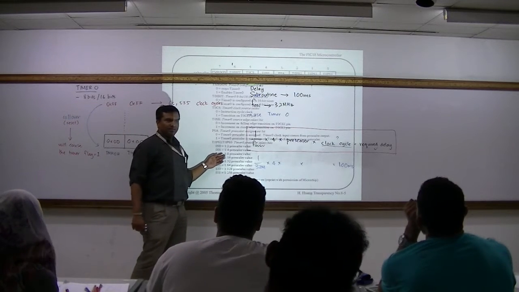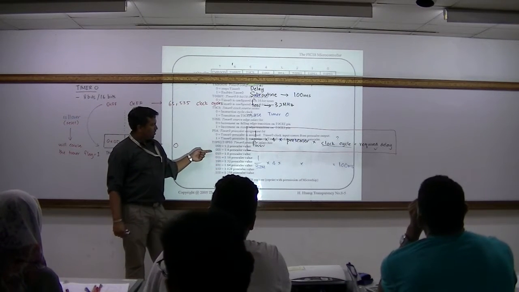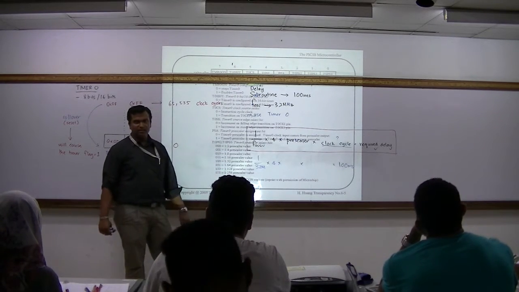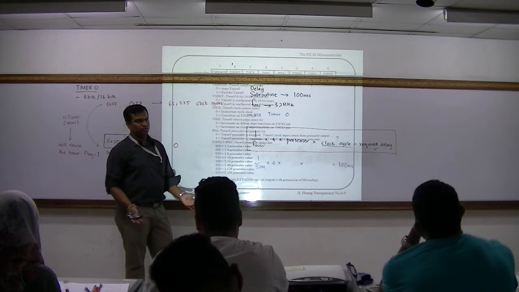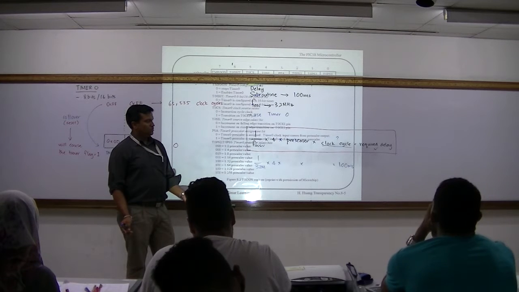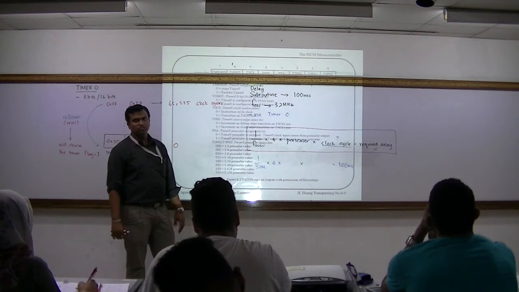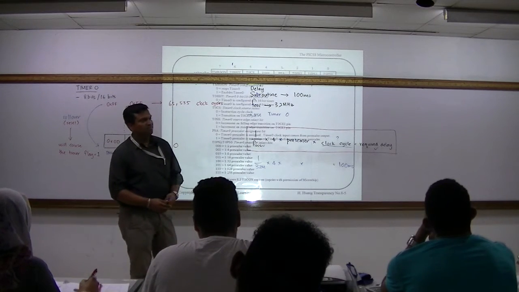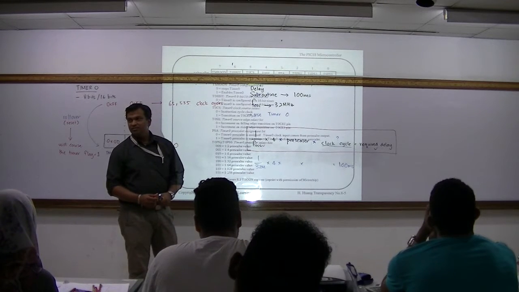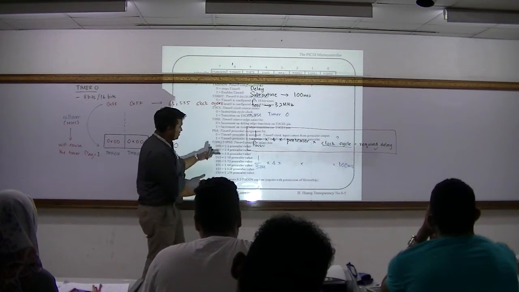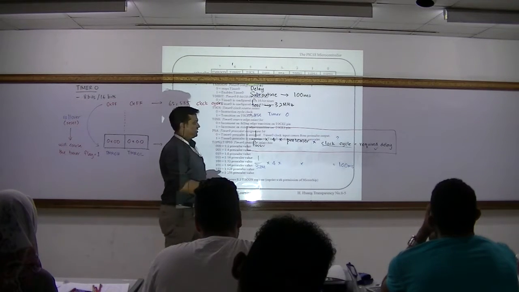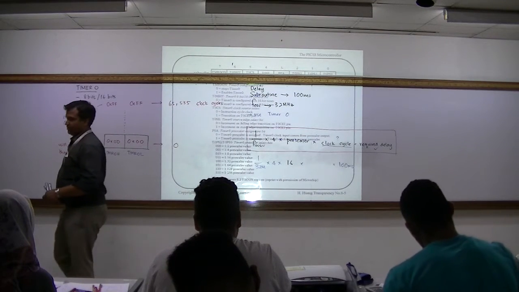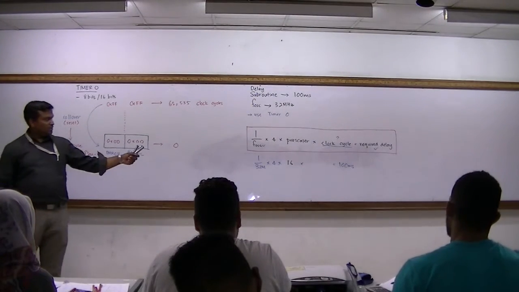You have a choice. You can either choose prescaler 2, 4, 8, 16, 32, 64, 128, 256. These are the prescalers that you can choose. So which prescaler do you want to choose? 16. So, put here 16. Now, how many unknowns do you have? Only one, right? Can you calculate what is the clock cycle?